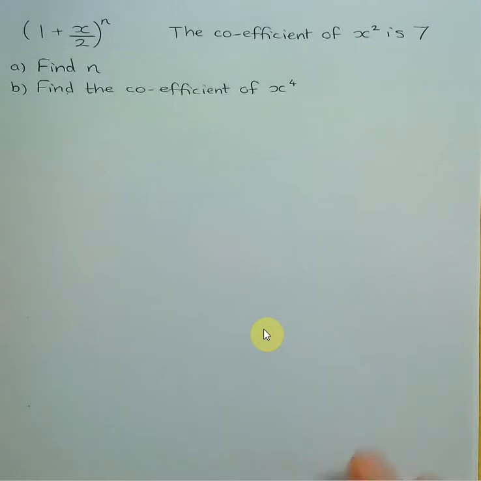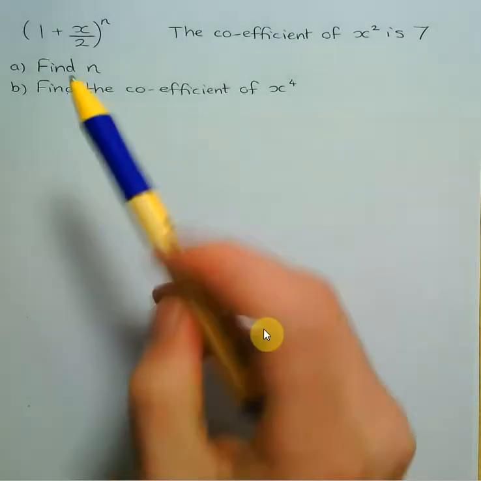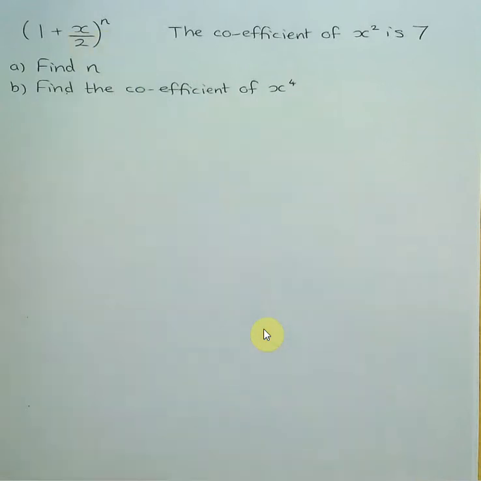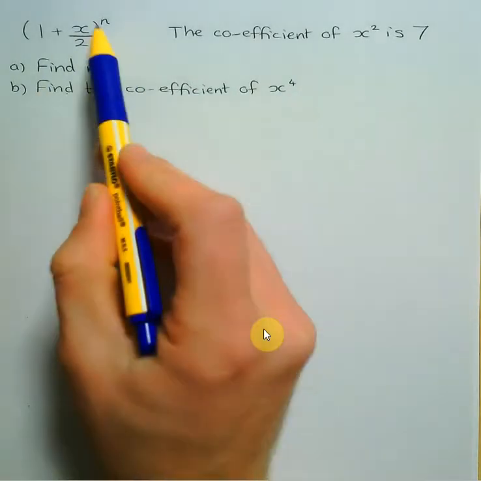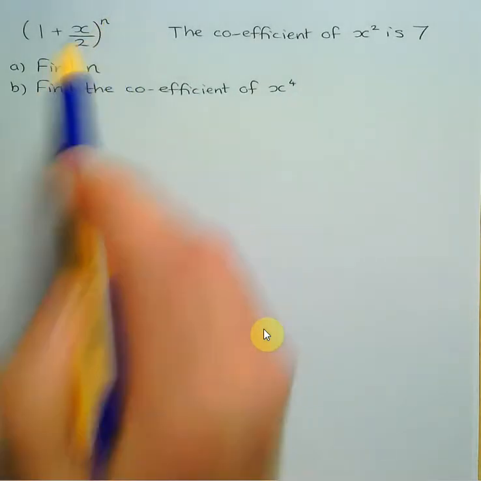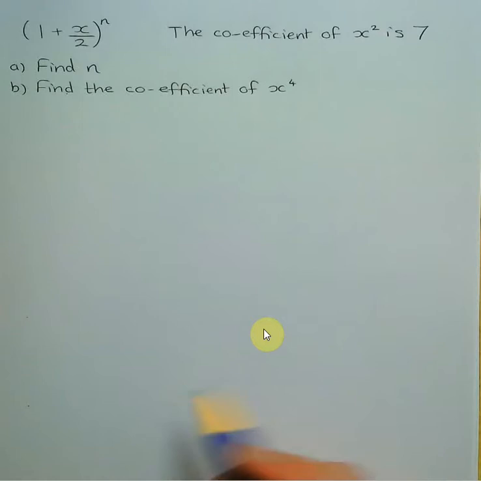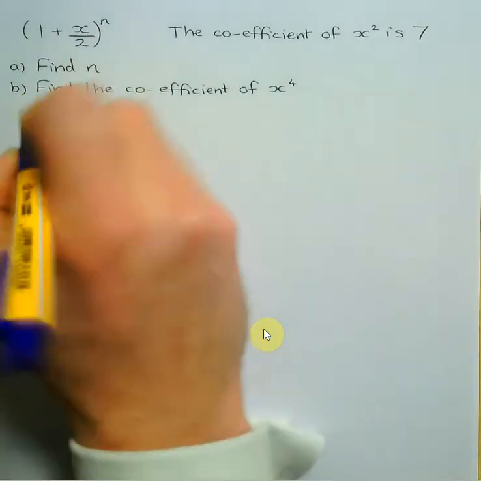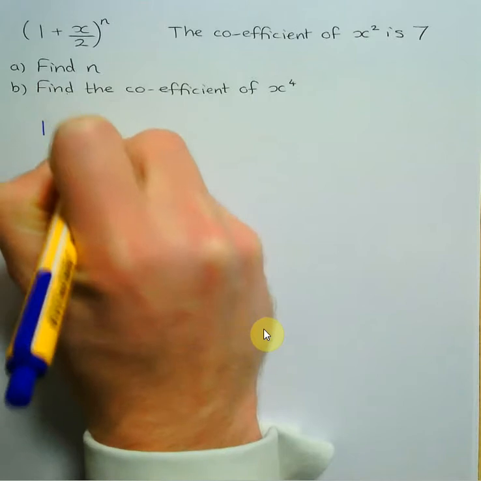Hi there guys, in this video we're going to have a look at how we can solve this binomial problem. Now, you'll notice here we've got a power of n. This is when my students tend to struggle a little bit more. So, there is an alternative formula that you will need to know, and it is this.